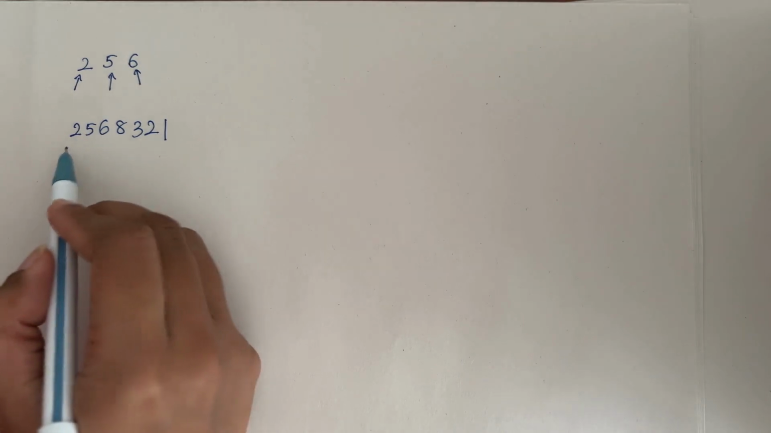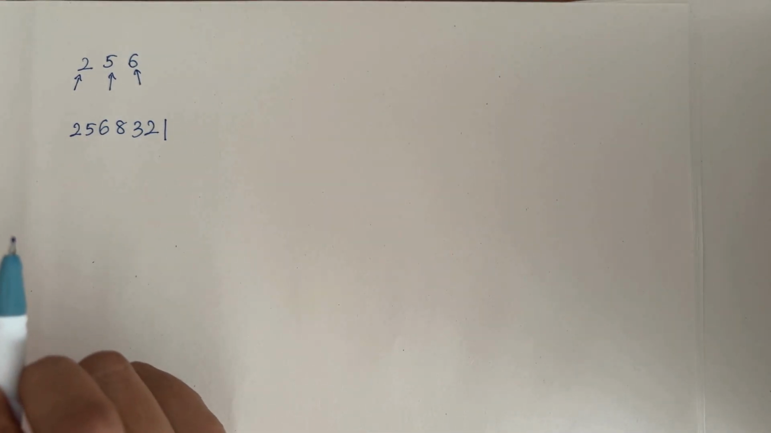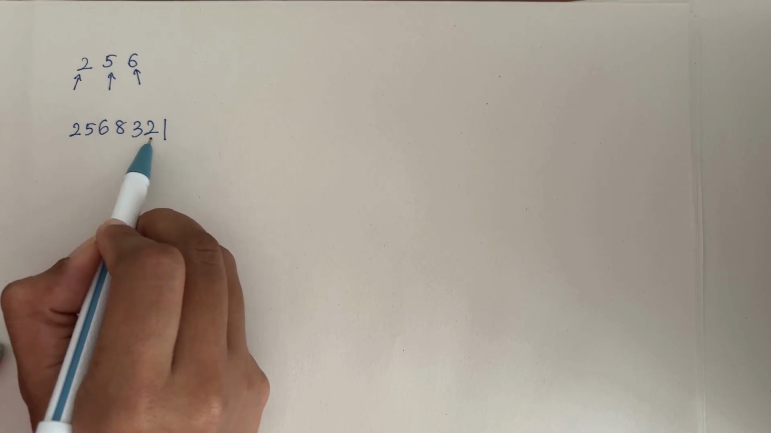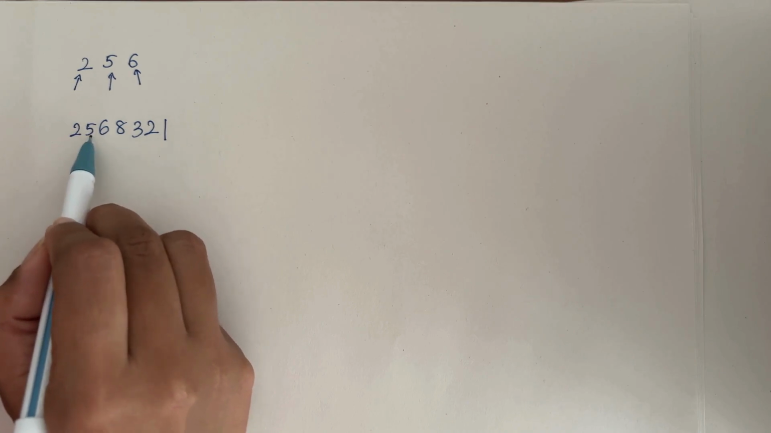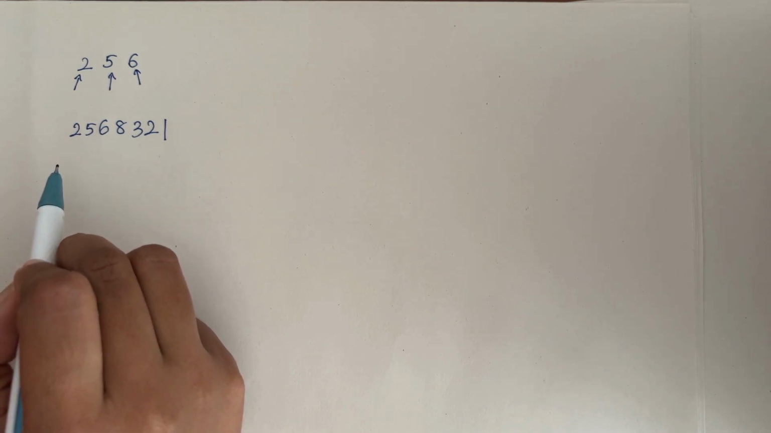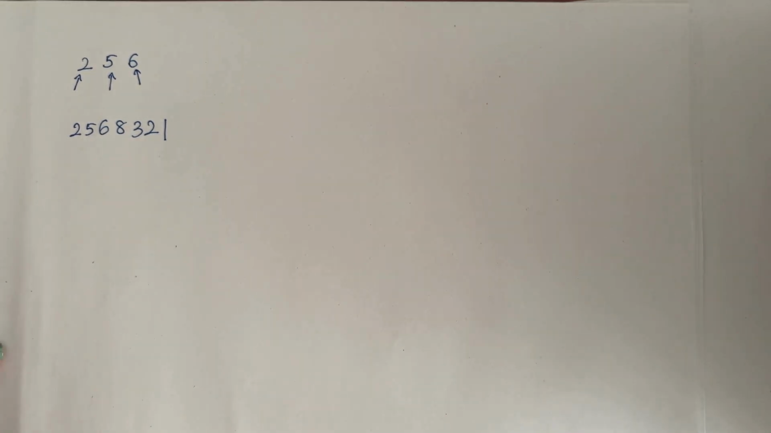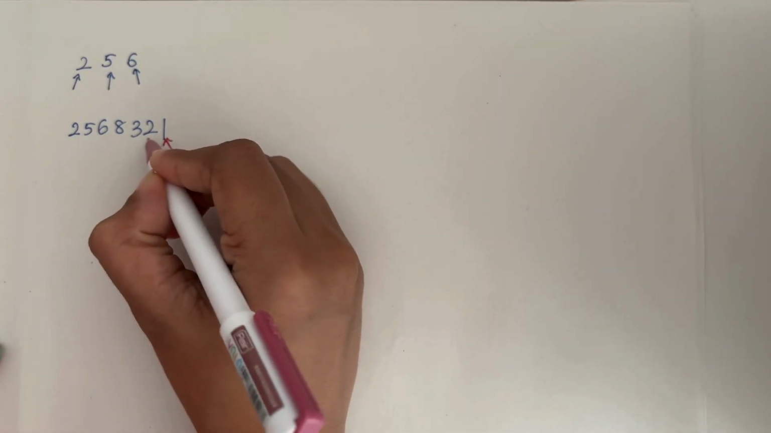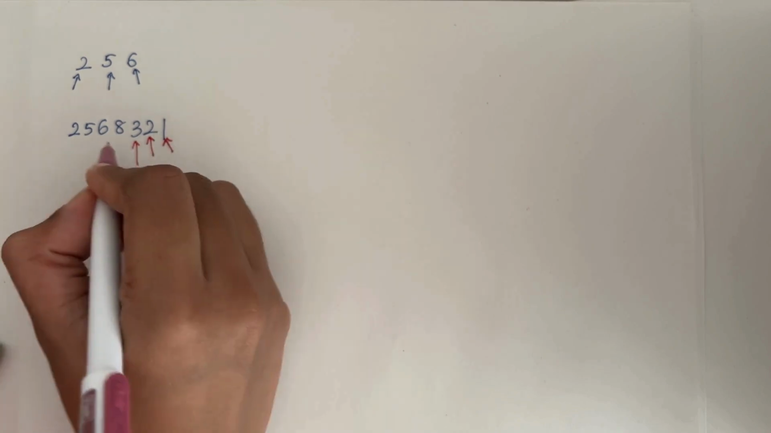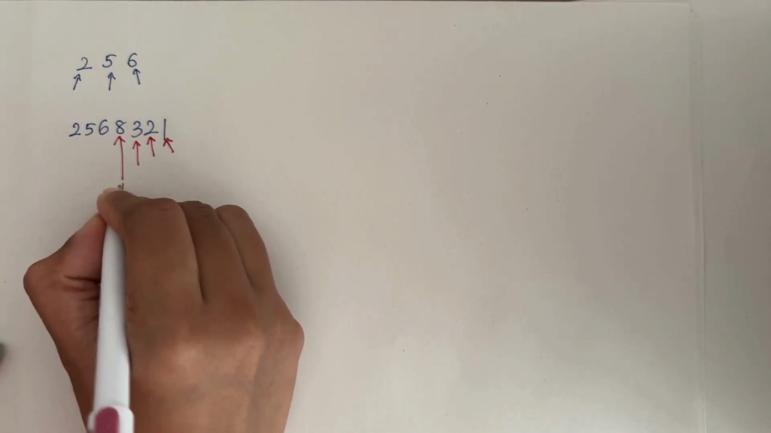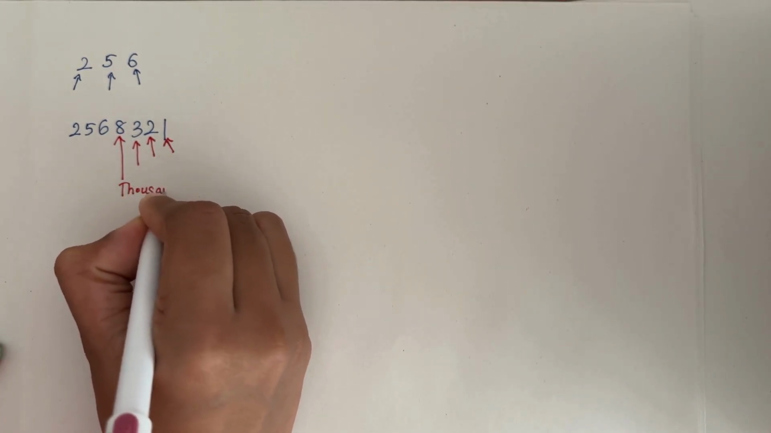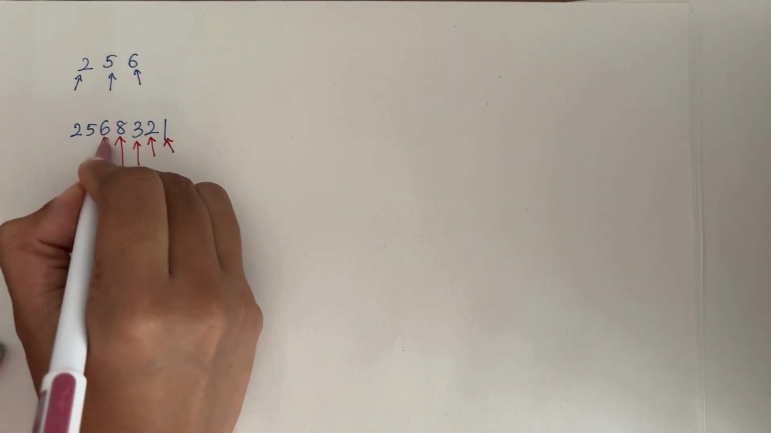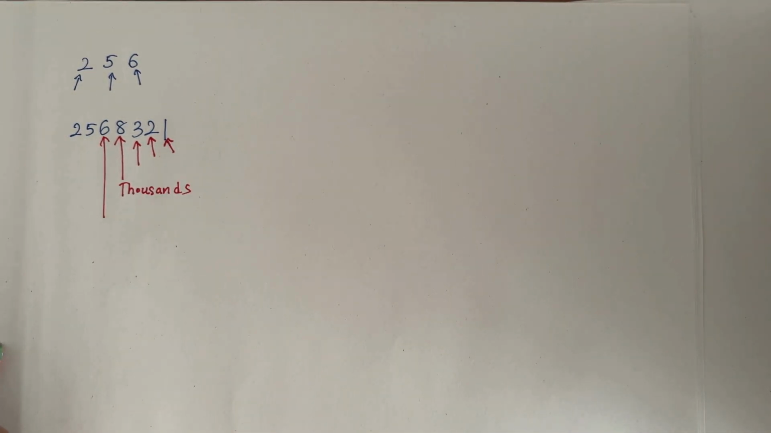So this is a very huge number, so you should know the place values of these digits. Okay, so this is ones, you already know, tens, hundreds, and this one is thousands. Okay, and this one, tell me what's that?